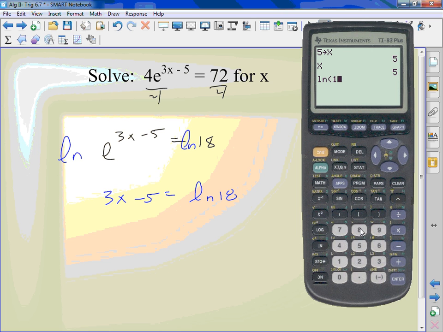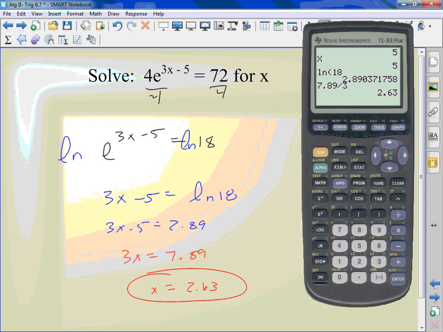ln of 18 is 2.89, so 3x minus 5 equals 2.89. Now I need to add 5 over. 3x equals 7.89. Divide by 3. x is 2.63. That's your answer. And I can check, I can put in 2.63, I don't have to worry, I'm good.